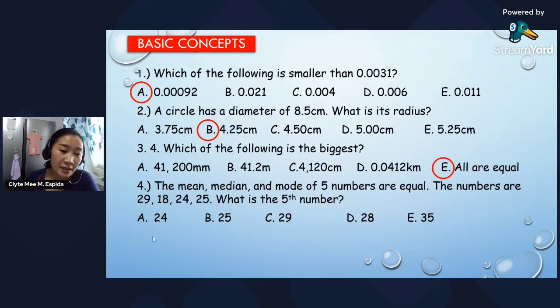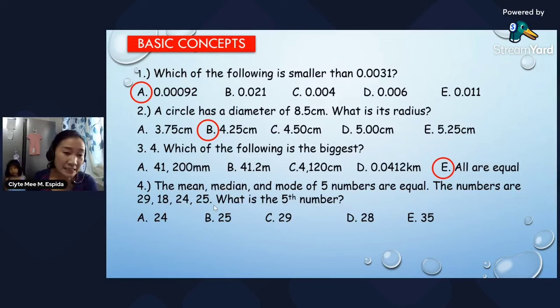For our median, we're going to arrange the numbers from least to greatest. Ibig sabihin, pinakamababa hanggang sa pinakamalaki. So we'll have 18, 24, 25, 29. Yung value sa kalagitnaan, that will be your median. So hinahanap natin yung fifth number. That fifth number, so 5 man, that's an odd number. So meron tayong kalagitnaan. That is the third value.